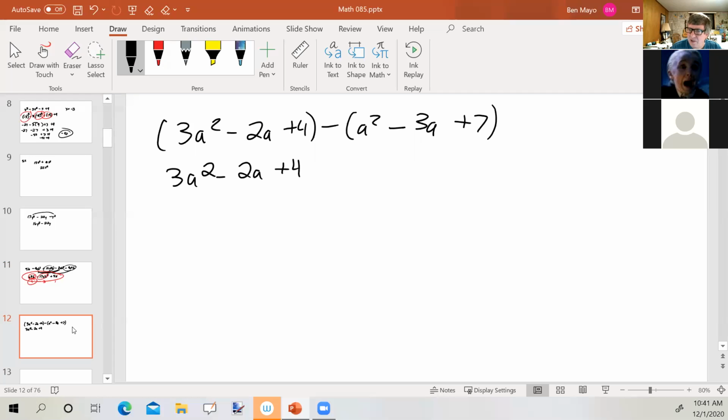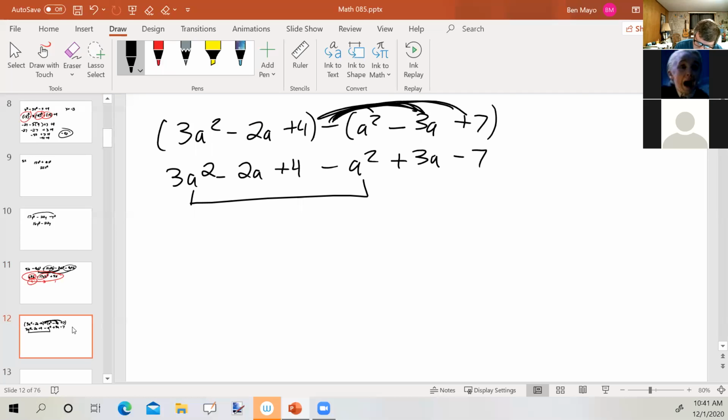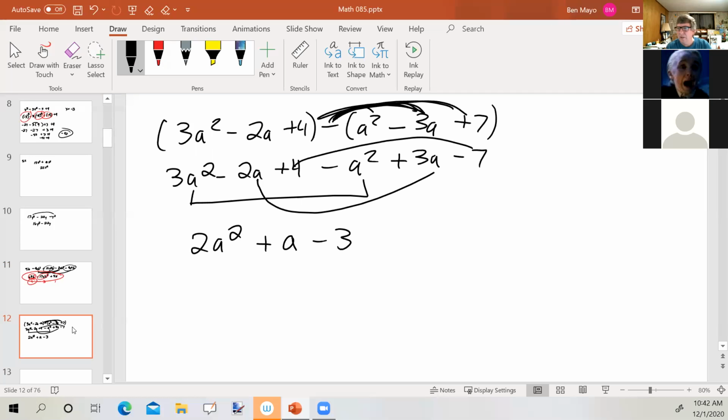If we have a subtraction sign in front of a grouping symbol, we distribute it to each term inside the grouping symbol, which gives us minus a squared. Minus times minus is plus 3a. Minus times plus is minus 7. Once we've broken down all the grouping symbols, now we can combine like terms. 3a squared minus 1a squared is 2a squared. Minus 2a plus 3a would be plus 1a, and 4 minus 7 would be minus 3. So we end up with a trinomial of degree 2.